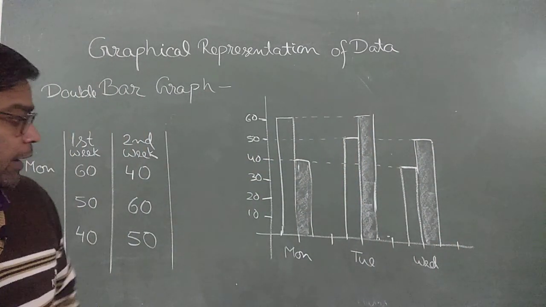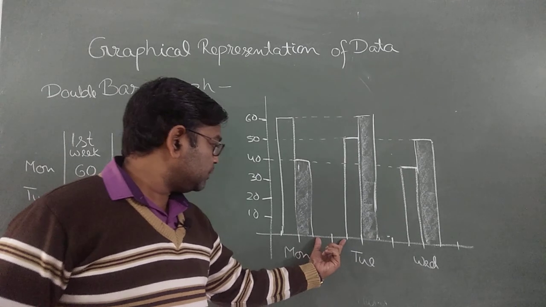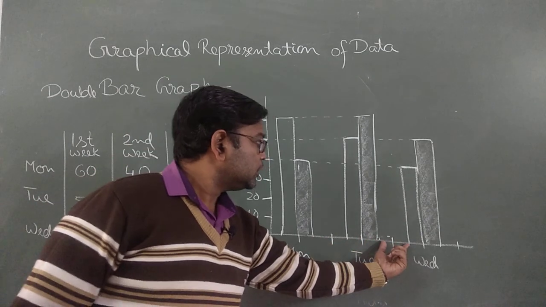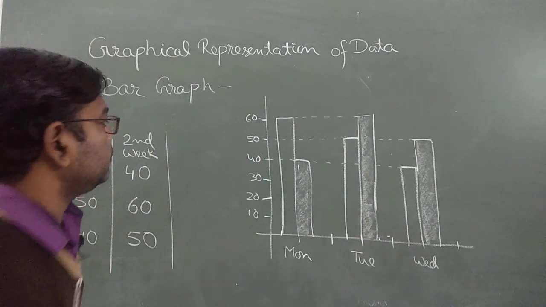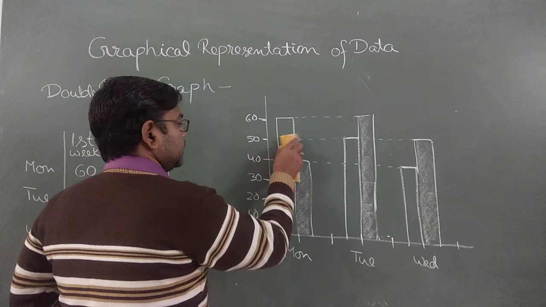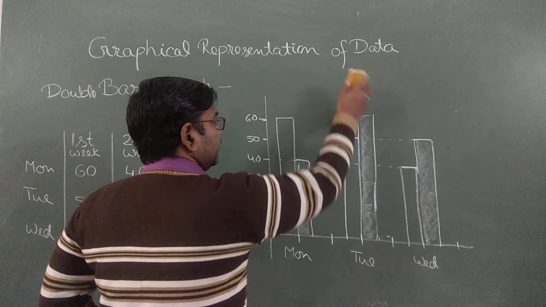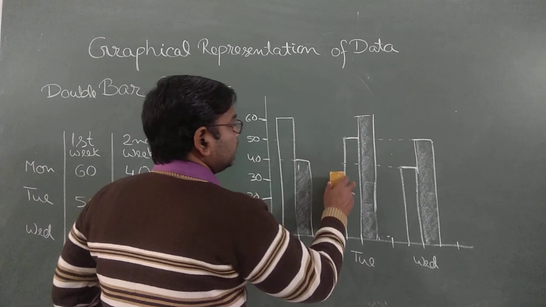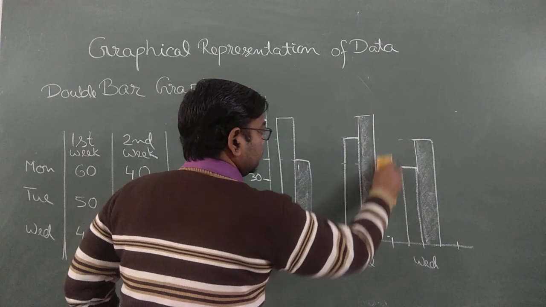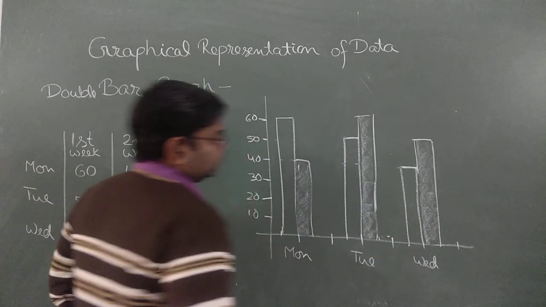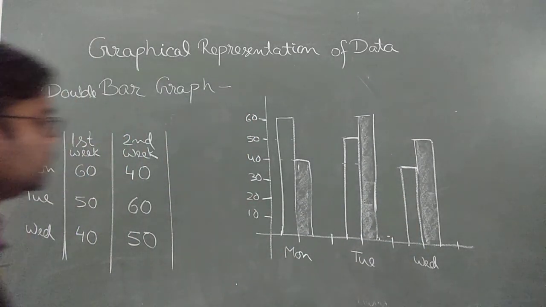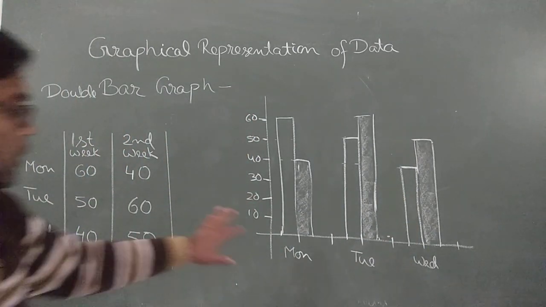now ultimately what we have is an equal distance between the pairs of bars. You must erase these lines. Always use a pencil, I am telling you every time. And for a bar graph and graphical representation of data, graph paper is not required. The main thing is your pencil. So this is your double bar graph.